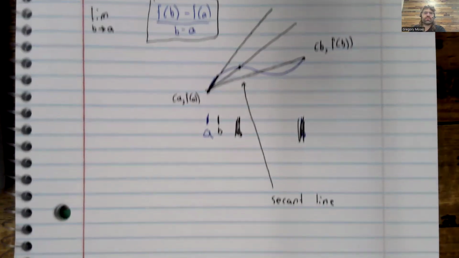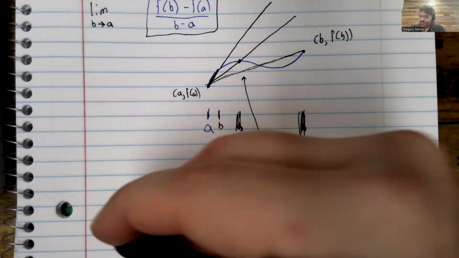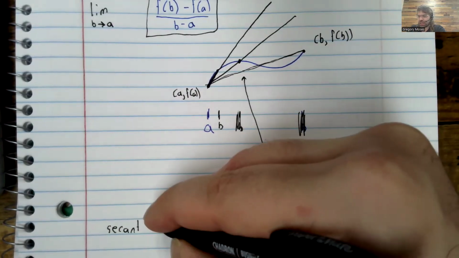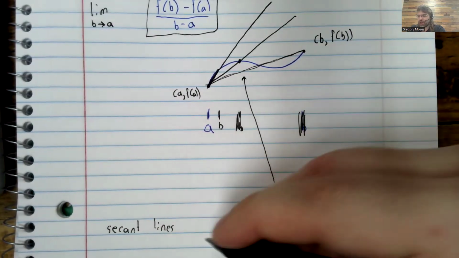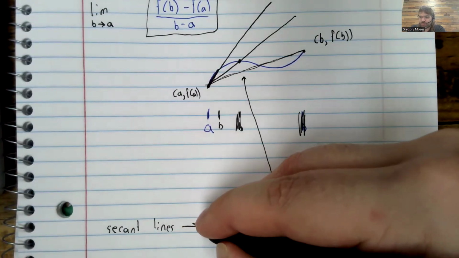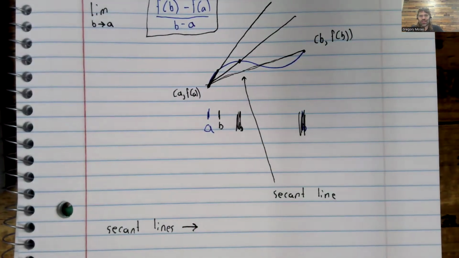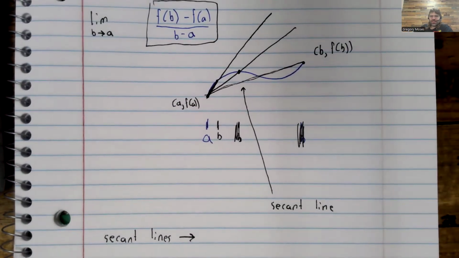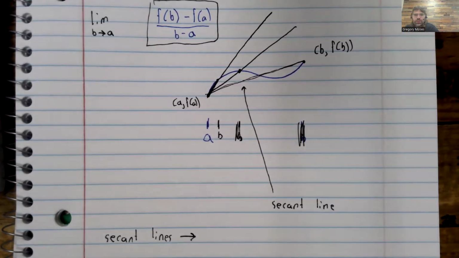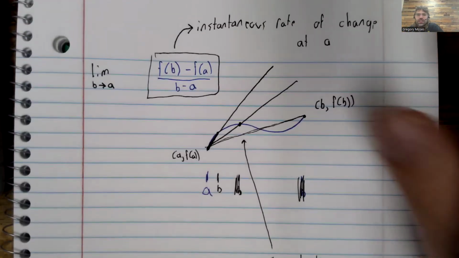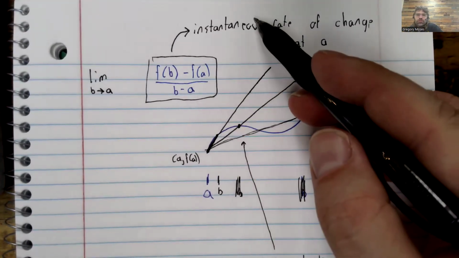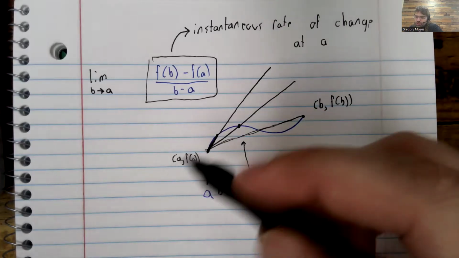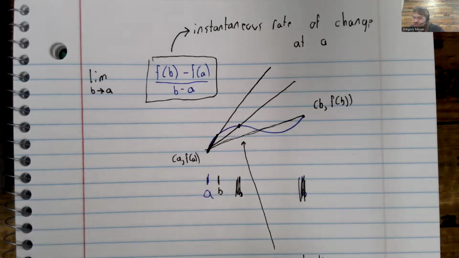Meanwhile, as B approaches A, these secant lines are also approaching something. I mean, what can they be approaching? Well, they're approaching a line. These numbers approach a number. These lines approach a line.